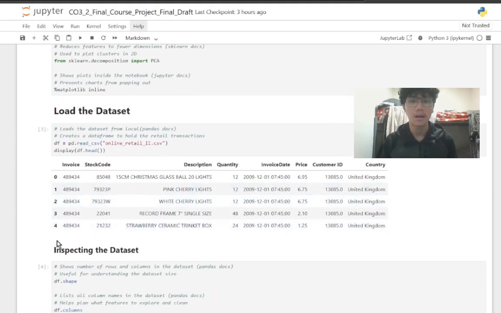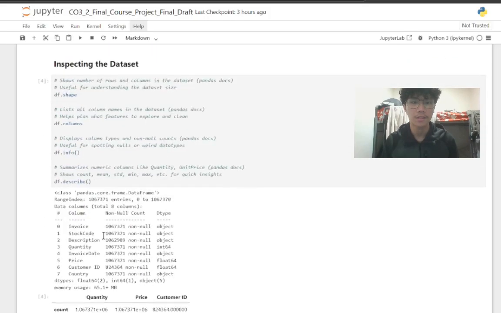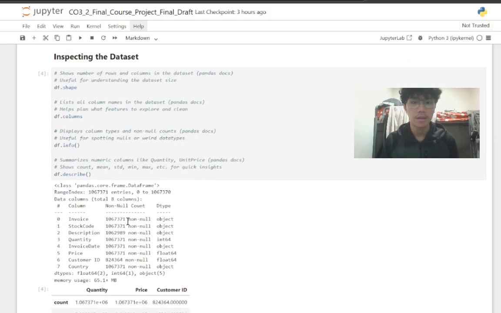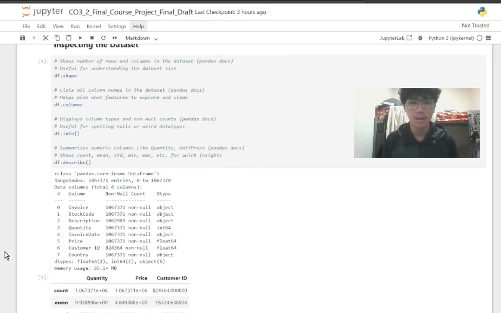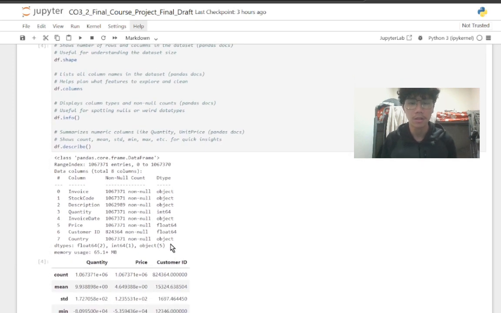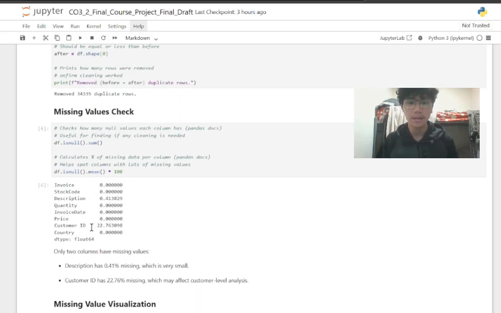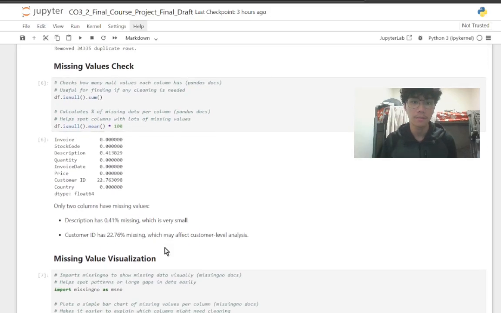As we loaded the dataset, we got our first look at its structure. It includes columns like invoice, stock code, quantity, price, and customer ID. Our initial inspection revealed that we were working with over 1 million transactions using the info command, and we found that two columns had missing values: description and, more importantly, customer ID. The customer ID was missing almost 23% of its values, which is significant for customer level analysis. The descriptive statistics also showed some potential issues, like negative values in the quantity and price columns, which shouldn't be possible for a sale.